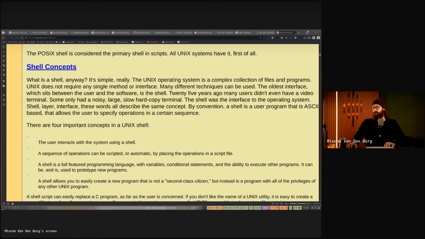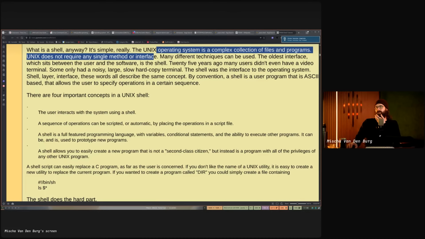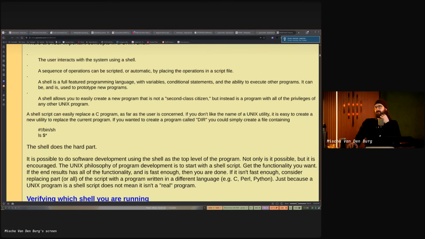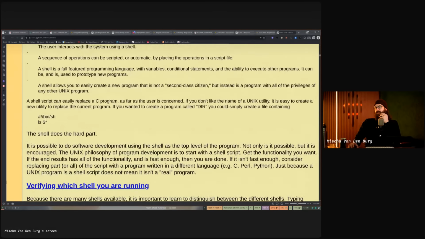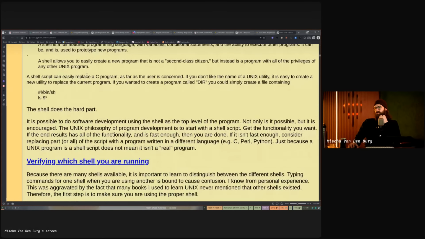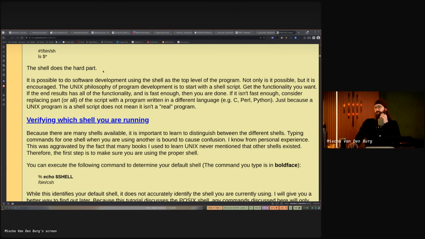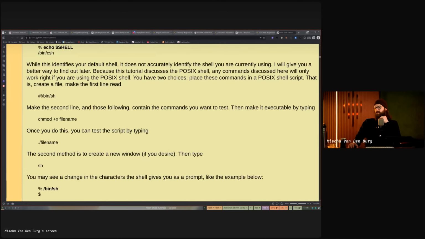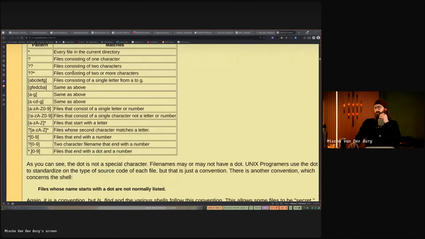Anyway, it's simple. The Unix operating system is a complex collection of files and programs. So here he talks about how the shell talks to the kernel. Okay. But does he talk about the history of the different shells? That's what we're trying to find here.